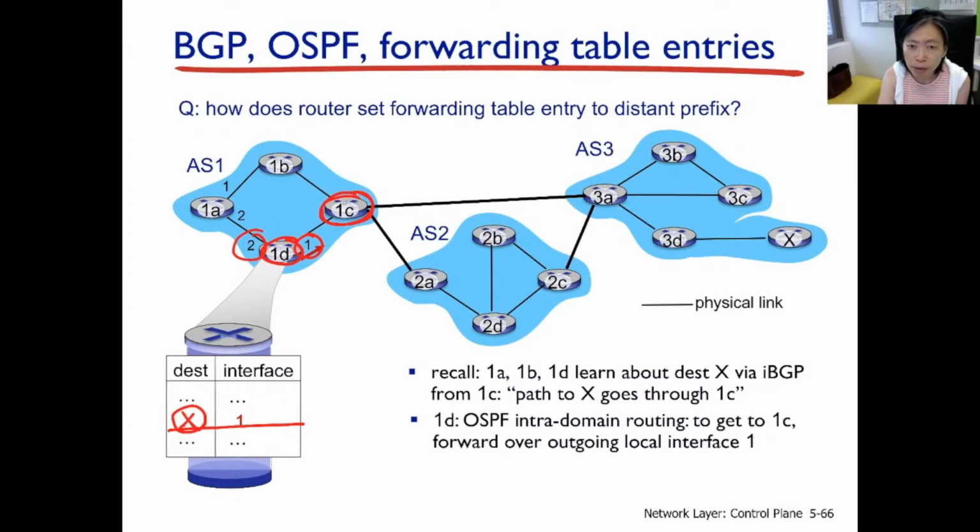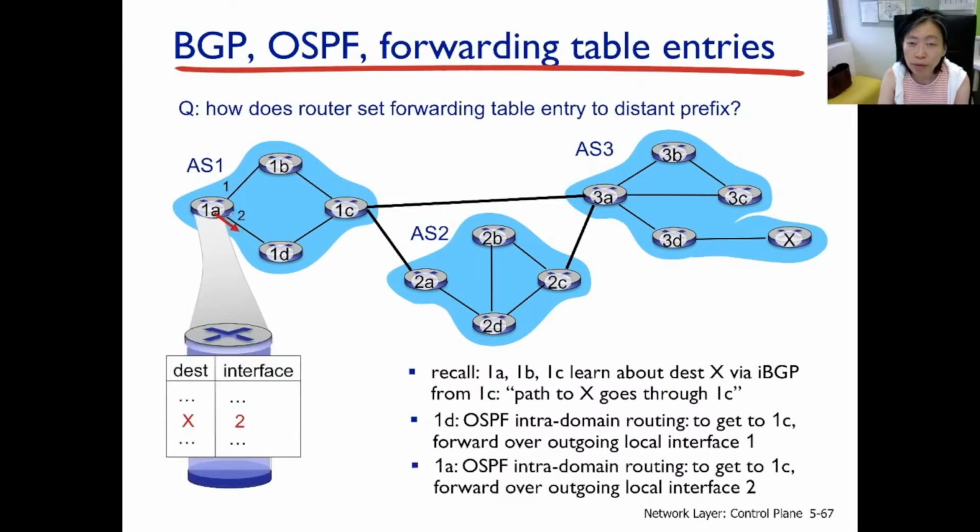How would 1D know that? We call the intra-AS routing there. Let's say it's OSPF. OSPF is going to tell us if the destination is 1C, what is the link along the shortest path to 1C. So that happens to be 1, so we will fill this entry here, the interface column being 1.